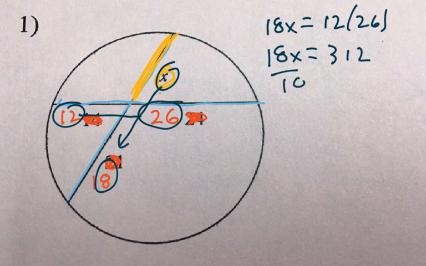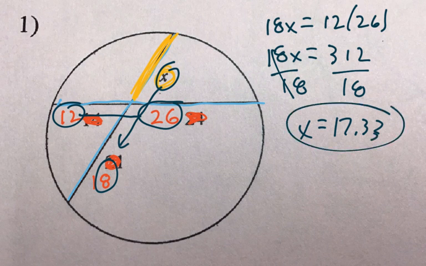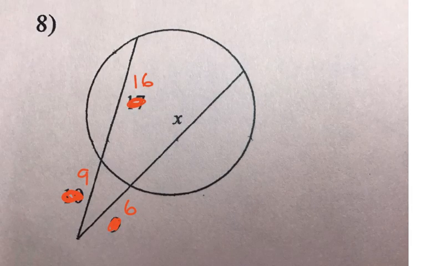So now I can solve for x. All I need to do is divide by 18. So x must be 17.33 in this case. So I know the length from there to there is about 17.33. So inside the circle, we cross multiply. Now, notice how it's sticking outside the circle here.